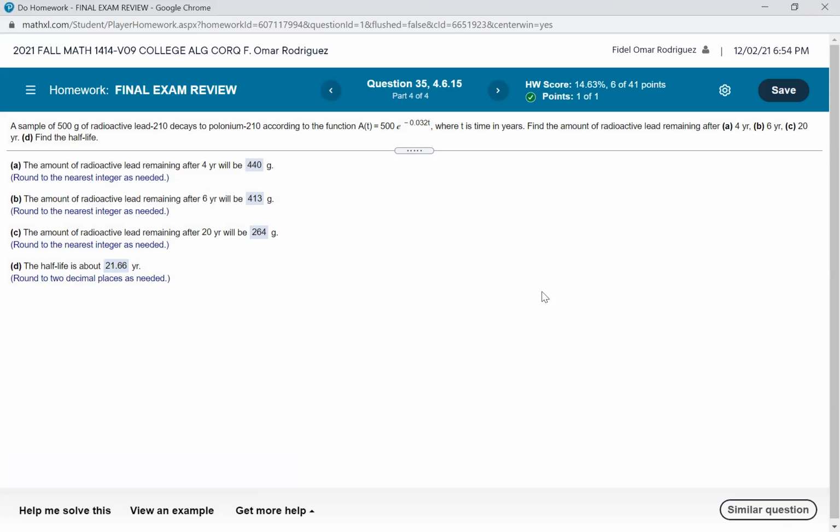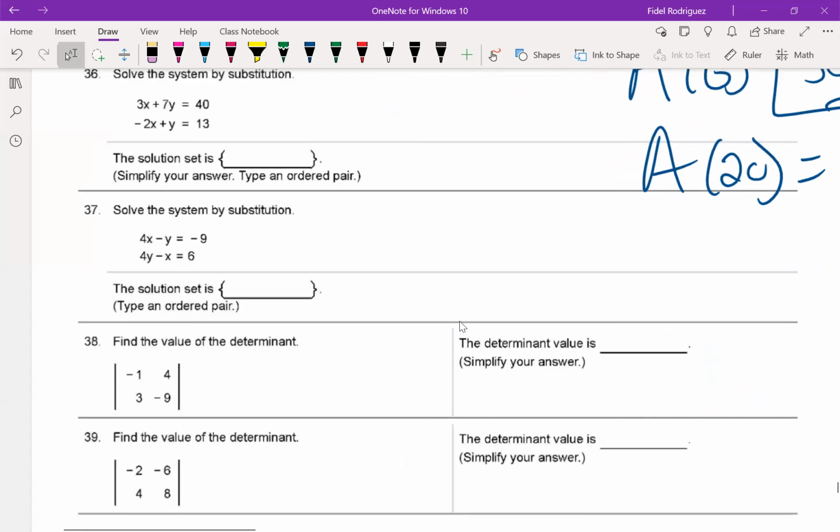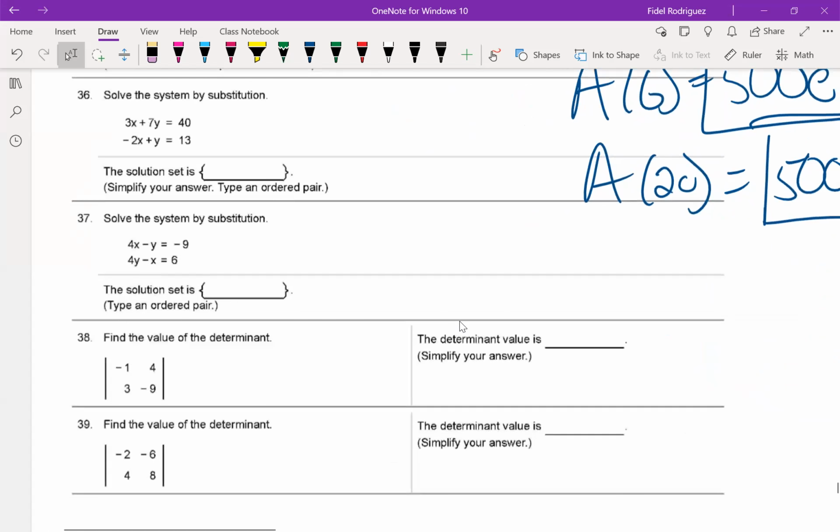Let me come back to my notes. So that was number 35. Does anybody have any questions? Let me do it this way. Anybody have any questions from either 36, 37, 38, or 39? Any of these four right here that y'all want me to take a look at?